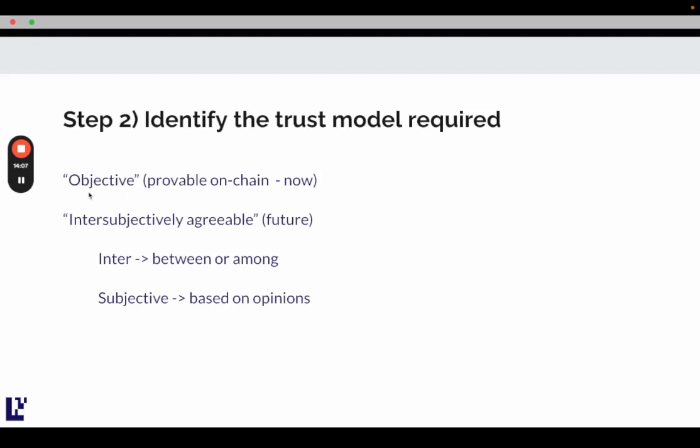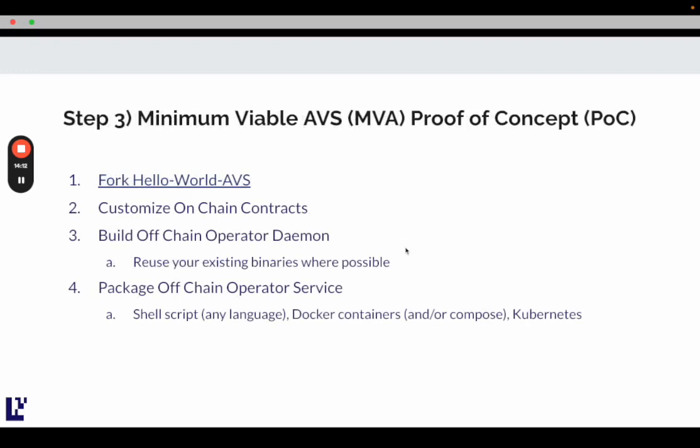For today's example, we're going to focus specifically on what's shipping with EigenLayer today, which is provable on-chain events. And then we'll build the minimum viable AVS. We're going to fork the Hello World AVS, and I'll show you guys an example of that here in just a second. Customize a few on-chain contracts around tasks to actually publish that information of what's going on off-chain. And then we'll build a lightweight off-chain operator daemon. This will be a component that will actually look into your existing service. It will take some relevant information. It will reuse those existing binaries of your off-chain service, and it will write it on-chain.